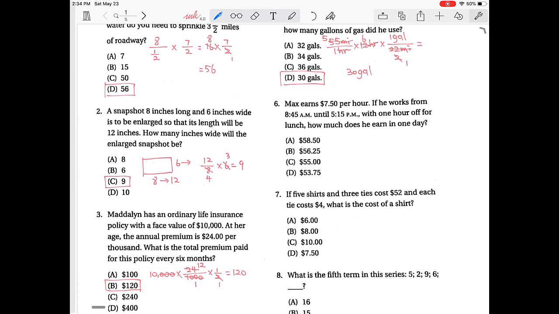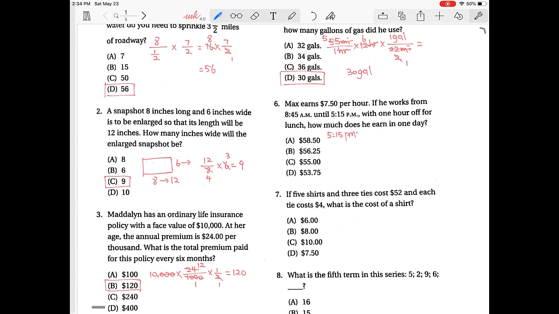Number 6, Max earns $7.50 per hour if he works from 8:45 a.m. until 5:15 p.m. with an hour off for lunch. How much does he earn in one day? First, we want to calculate how many hours that Max worked in a day.